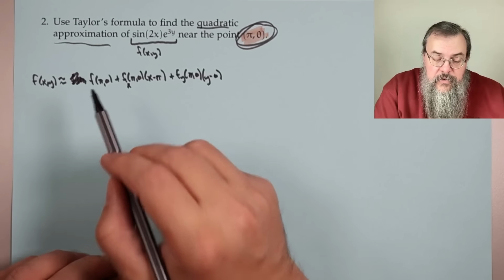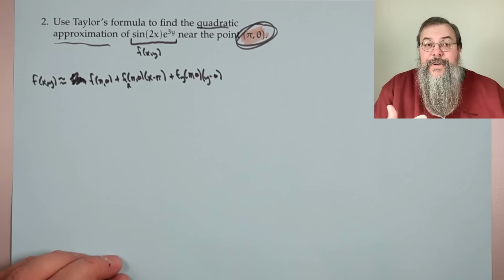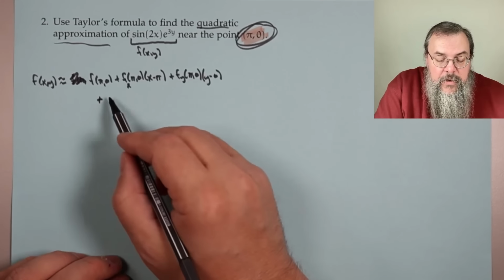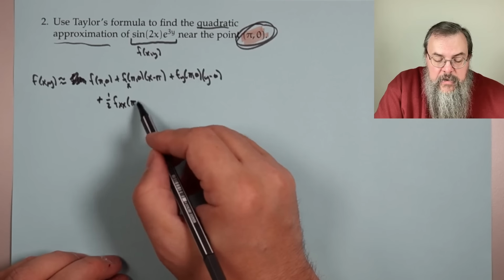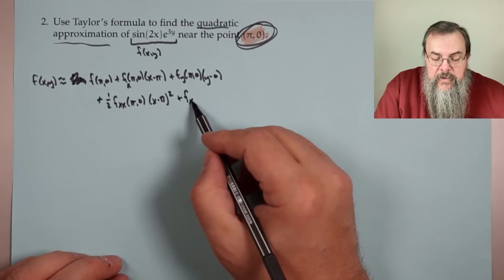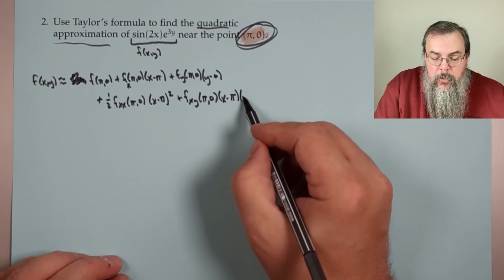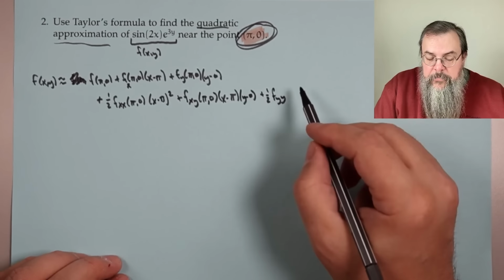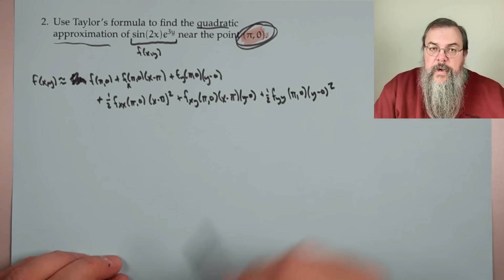All right, that's the 0th order derivative. The first order derivatives. Now we get into the second order derivatives. So I'll go to the next line because I'm going to run out of space anyways. Plus 1/2 f_xx(pi, 0)(x minus pi) squared, plus f_xy(pi, 0)(x minus pi)(y minus 0), plus 1/2 f_yy(pi, 0)(y minus 0) squared.